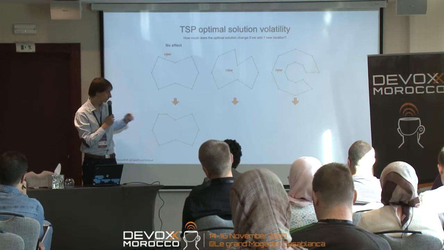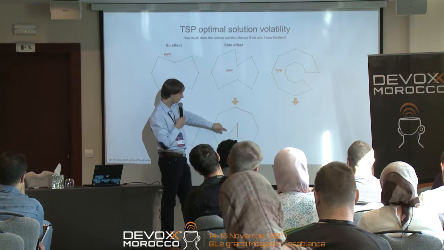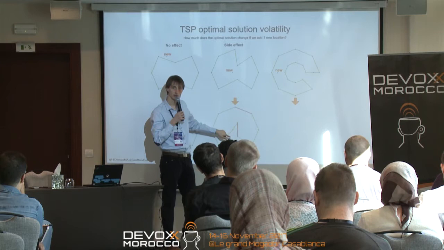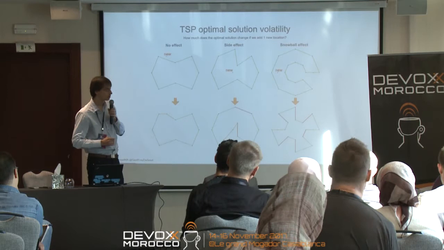Now let's see what happens if you add a new location in here. If you do that, you can see that we now have a side effect, right? So this location, which was in the top arc, is now in the bottom one. And now we add one here, over there. And in that particular case, the optimal solution changes like this. It's completely different, right? There's a snowball effect by adding just one extra location.